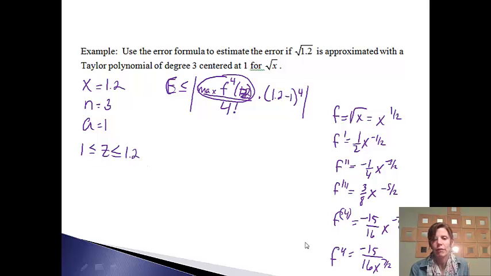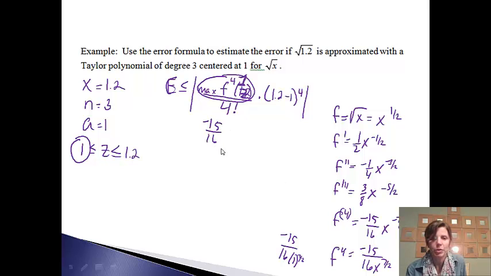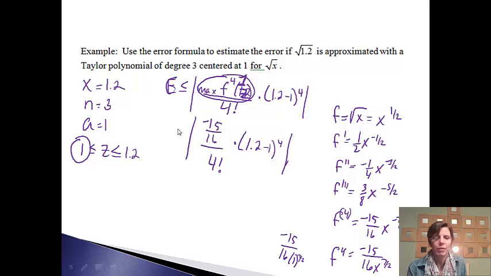And I notice that if I plug 1 in, that will give me a bigger answer than if I were to plug in 1.2. So we are going to be evaluating the fourth derivative at 1. So if I put in the fourth derivative at 1, I know that 1 to the 7 halves is still just 1, and so this will be negative 15/16, and I can really just put 15/16 if I really want, because we're just taking the absolute value anyway. Okay, and it's going to be the absolute value of that whole thing.